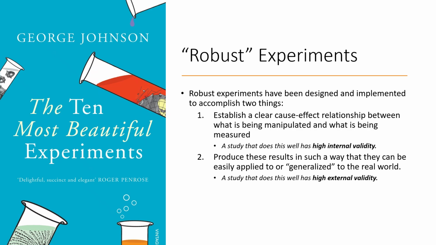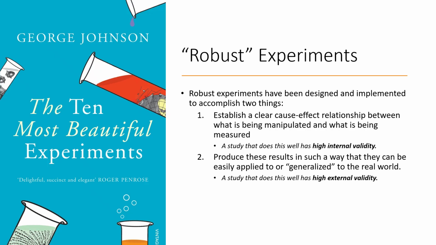And these words are really used because science is a creative process. And when someone thinks of a creative, beautiful way to tease out a phenomenon of interest and test it, then those experiments are admired and they last across decades and generations and become what we call capital T theories in psychology. So elegant experiments have been designed and implemented to accomplish two things.